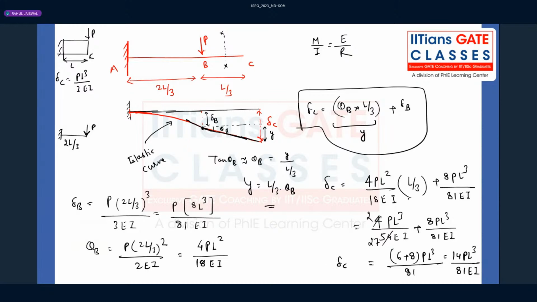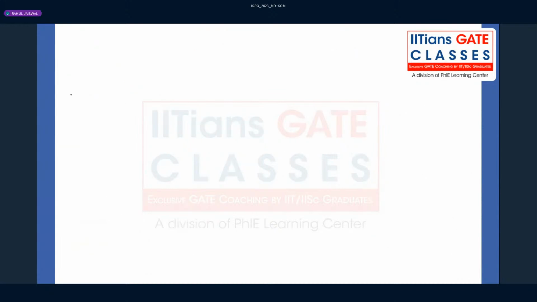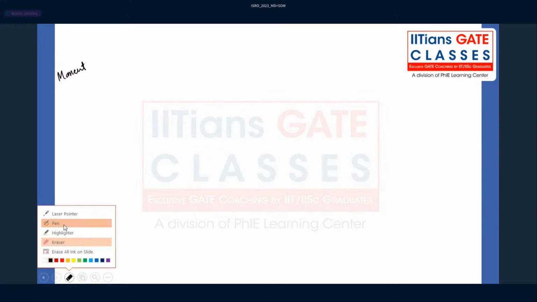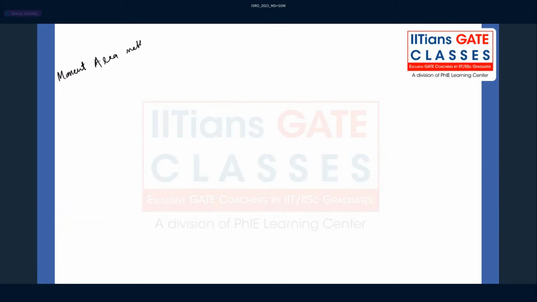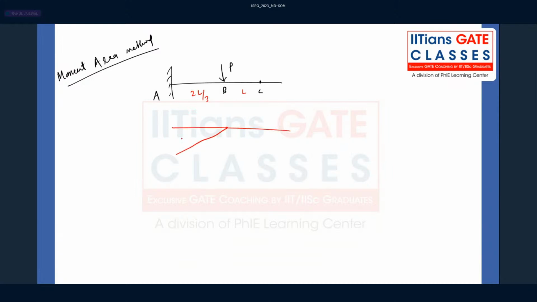If you feel that this is very tough, then you can get the answer by using the moment area method also. Let me explain the moment area method also. See here, this is the question we have. First of all, plot the bending moment diagram. When you plot it, you will be getting the bending moment diagram like this: PL, 2PL divided by 3. This is the bending moment diagram.